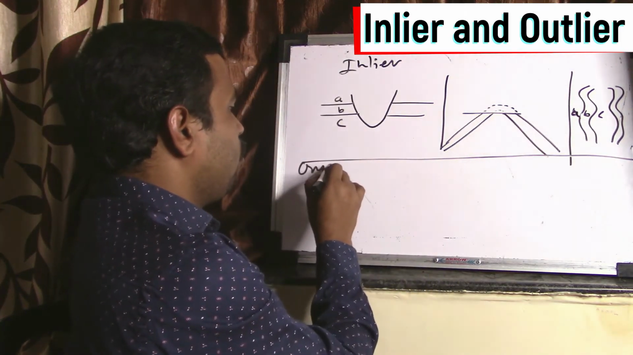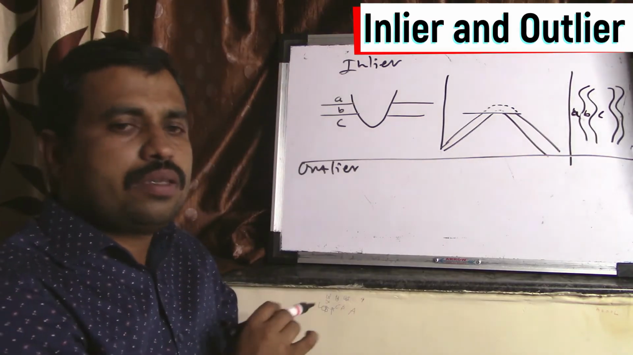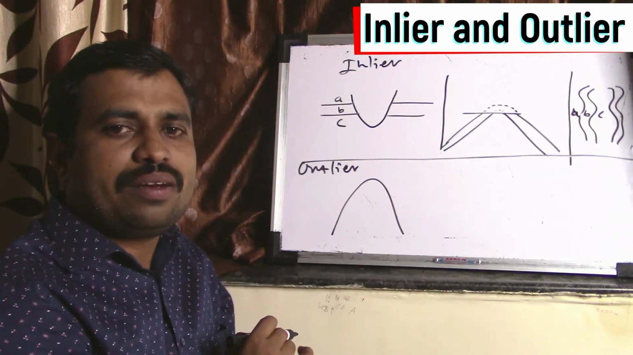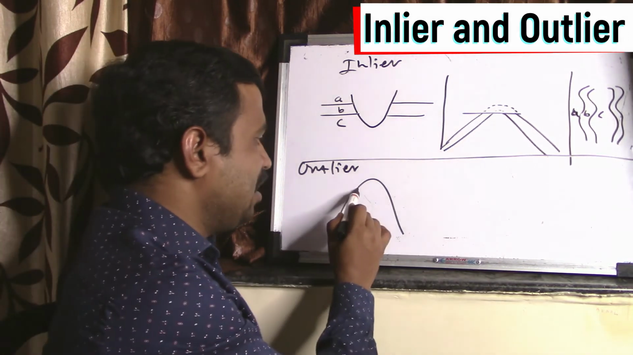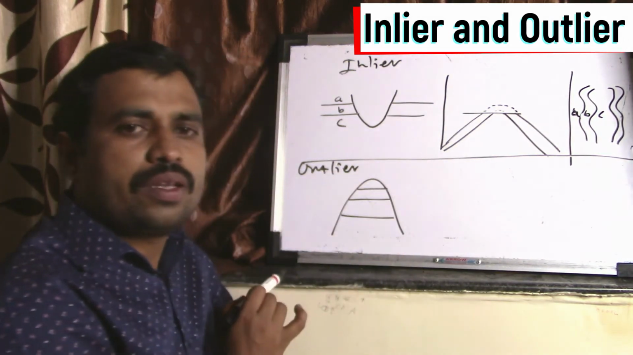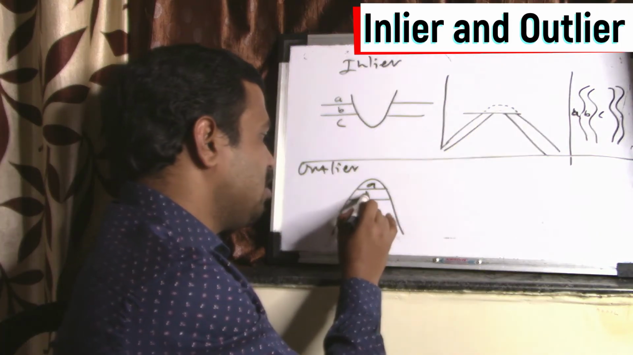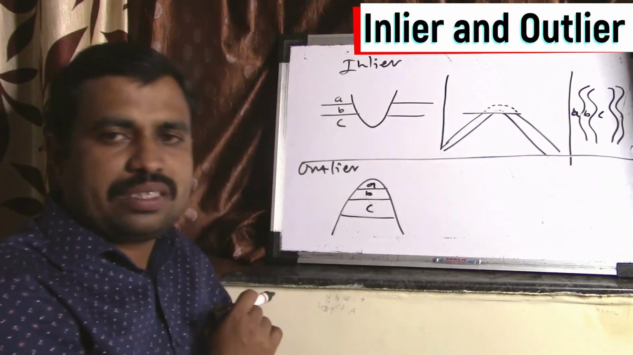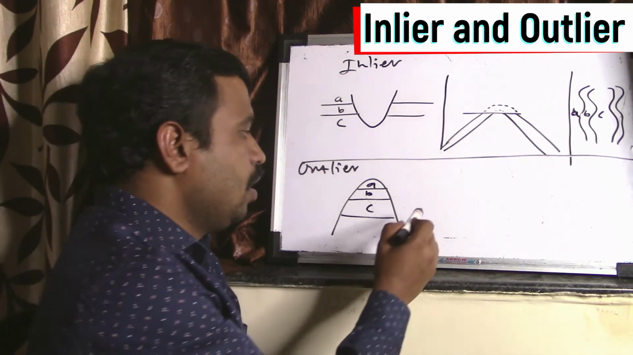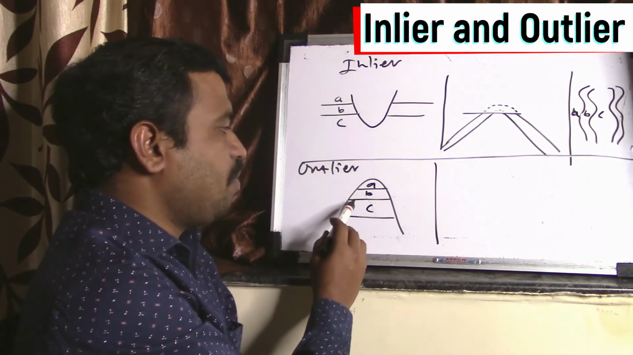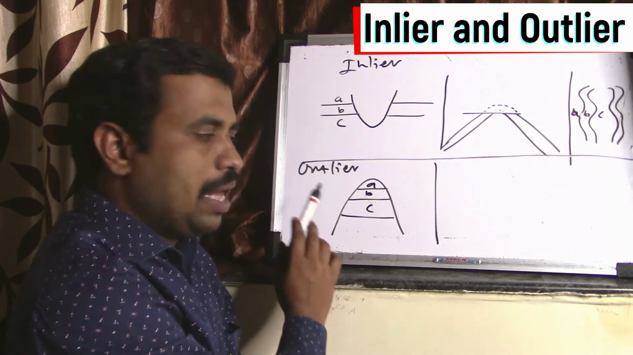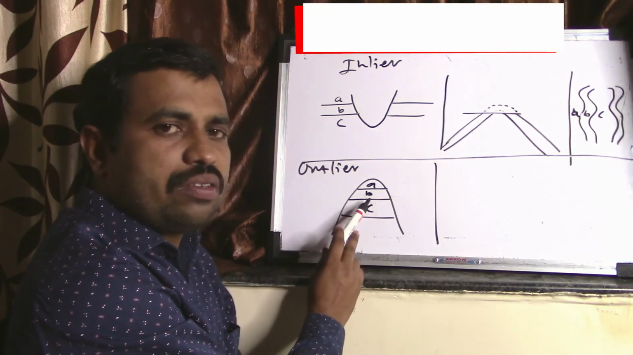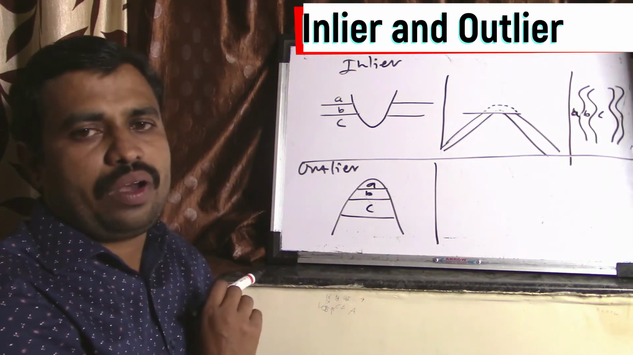In outlier, what happens? Suppose this is a hill, or we can say an anticline is there, and these are the beds. Suppose this is A bed, this is B bed, and this is C bed. So youngest bed at the top and oldest at the bottom. Such a structure is called an outlier, because A is the youngest and surrounded by the older rocks.